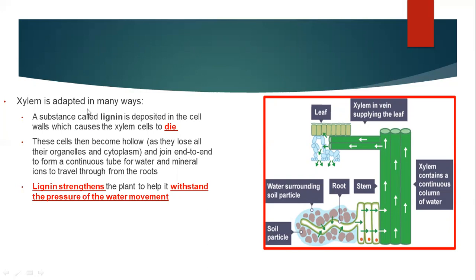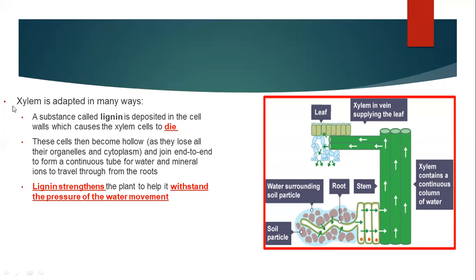A substance called lignin is deposited in the cell wall, which causes the xylem cell to die. Xylem cell is not a living cell. It has no nucleus, no cell organelles, and is almost non-living. These cells become hollow, losing all cell organelles and cytoplasm, and join end to end to form a continuous tube for water and mineral ions to travel through from the root to the leaves.